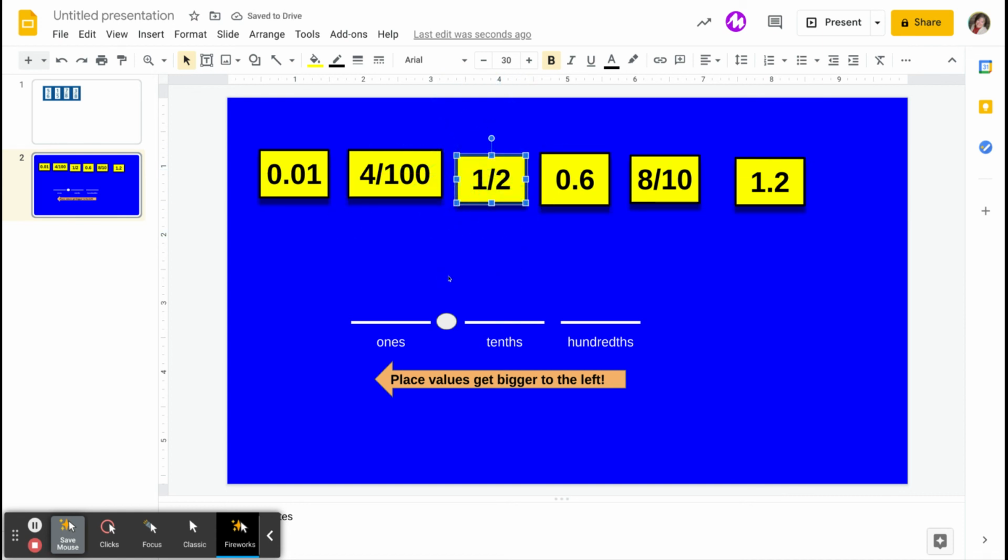All right, so that is our challenge problem today. We have 0 and 1 hundredth, 4 hundredths, 1/2, which is the same as having 50 hundredths or 5 tenths. So it's smaller than 6 tenths, and then 8 tenths, and then 1 whole and 2 tenths more. That's how you put those in order.